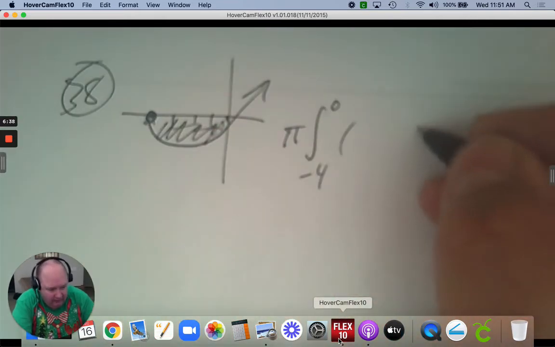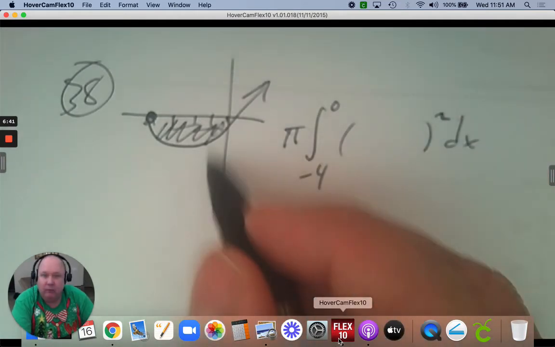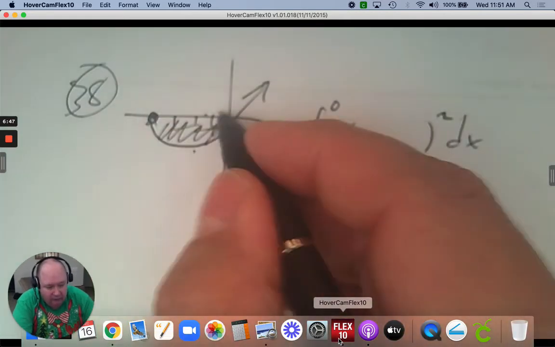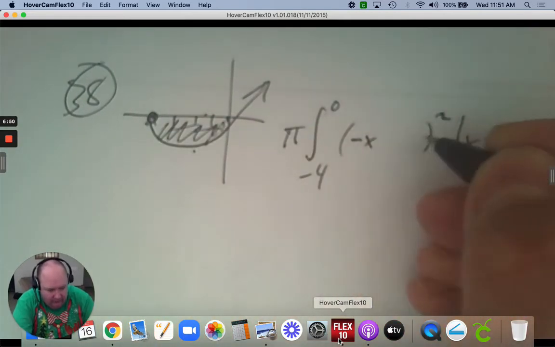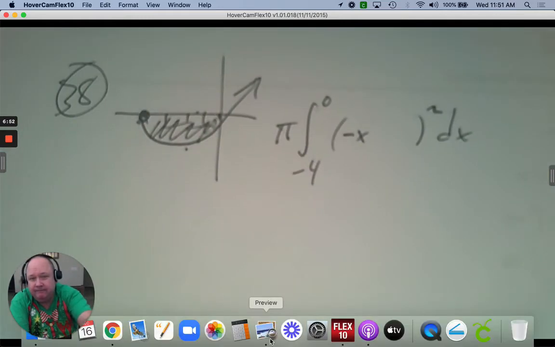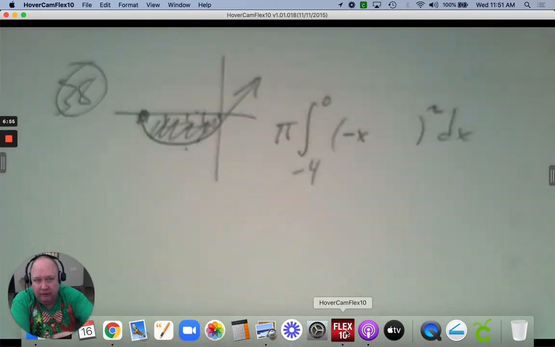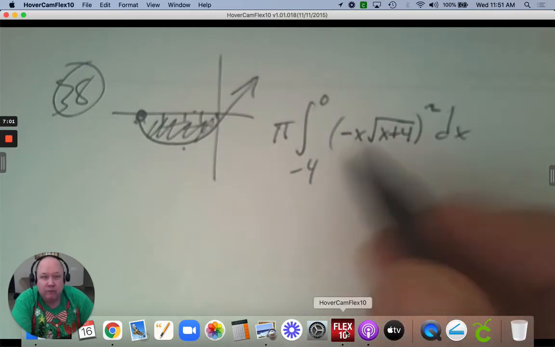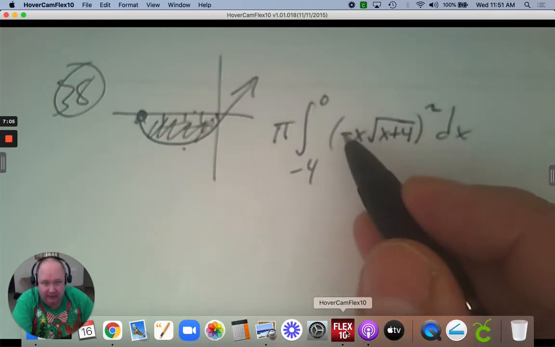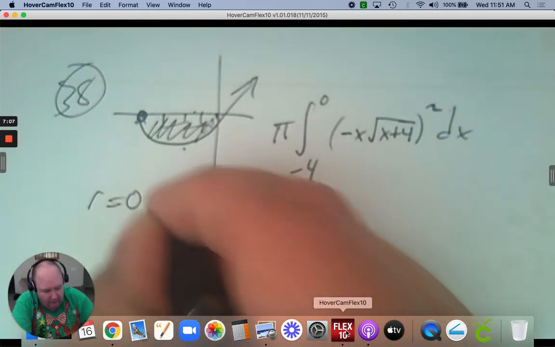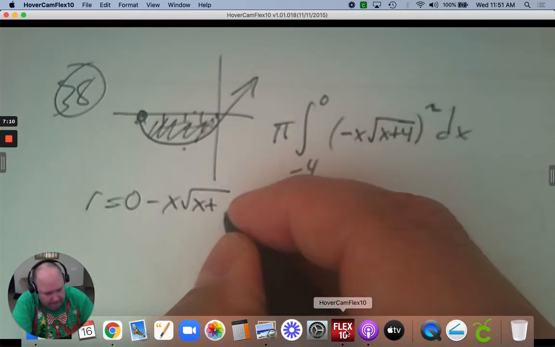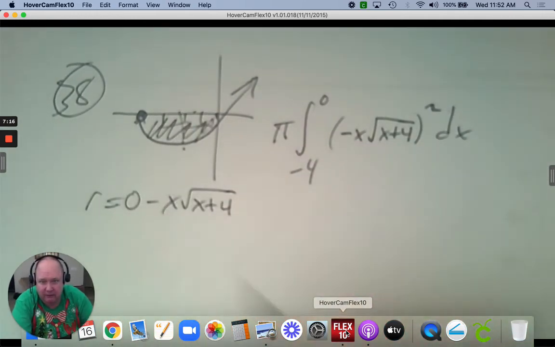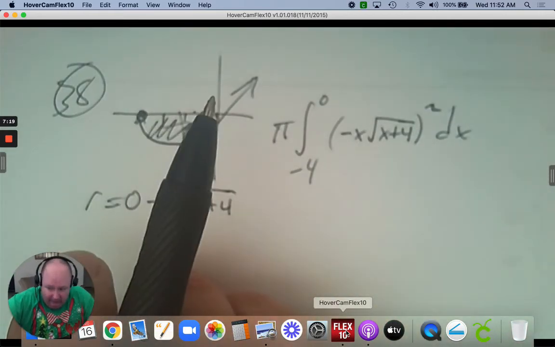It's pi r squared. And then what represents the radius? And again, it's top, subtract bottom. So 0, subtract the curve underneath. So then I write down the curve, which is x times the square root of x plus 4. I'm not going to write it calculus friendly because I'm using my calculator. So it's 0, subtract, that's why it's negative in front, that represents the radius. Top, subtract bottom, gives you that radius right there. That's what that is. All right, use your calculator.